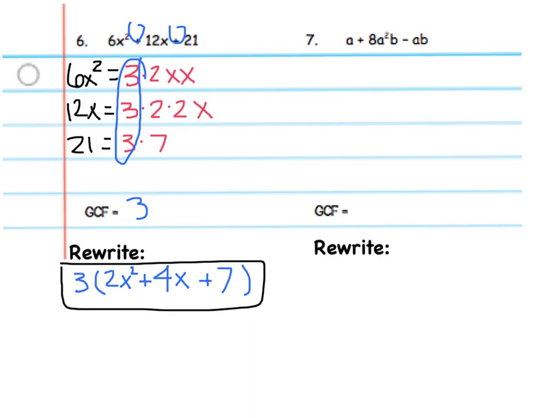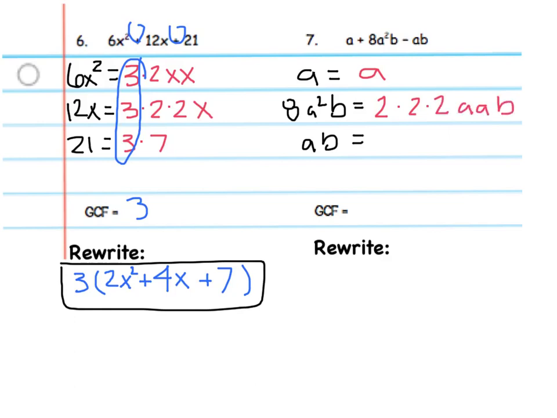Alright, so number 7, notice the first term is a. Then we have 8a squared b. And then you have ab. Well, a is pretty simple. It's just a. 8, we can do 2 times 4. But remember, 4 is really 2 times 2. A squared is a, a, and then b. AB is also pretty straightforward, an a and a b. So what do all 3 have in common? They all 3 have an a. So that is the GCF.